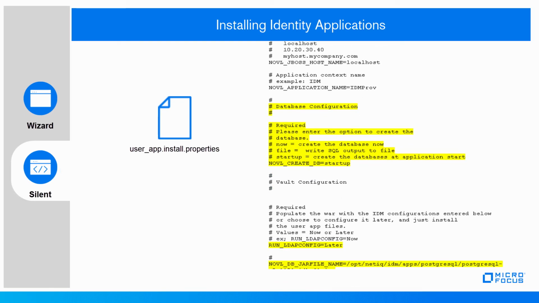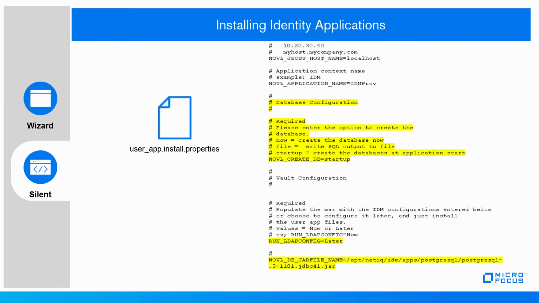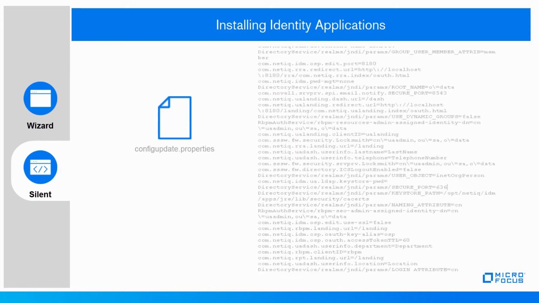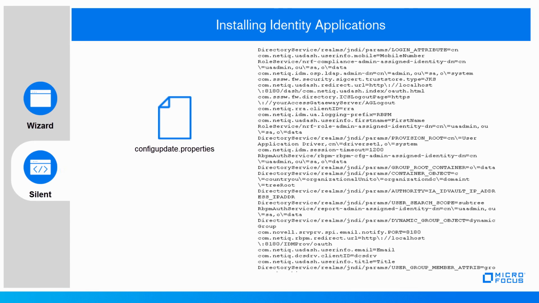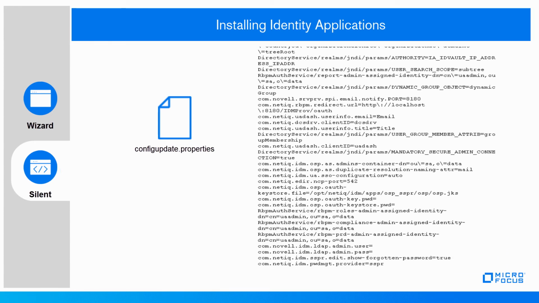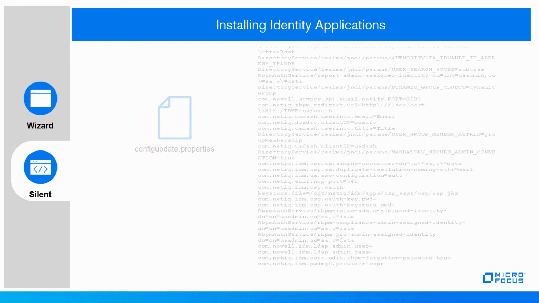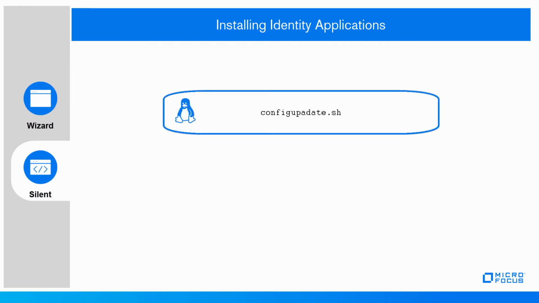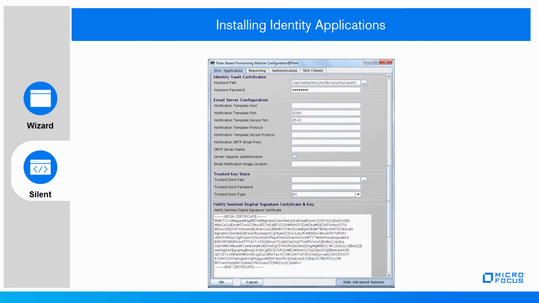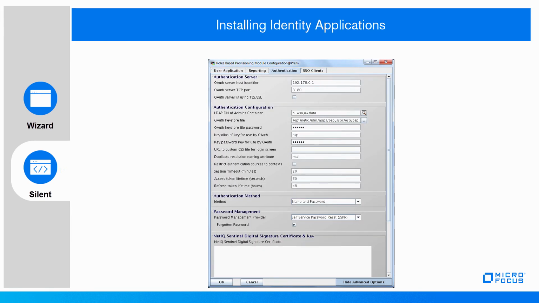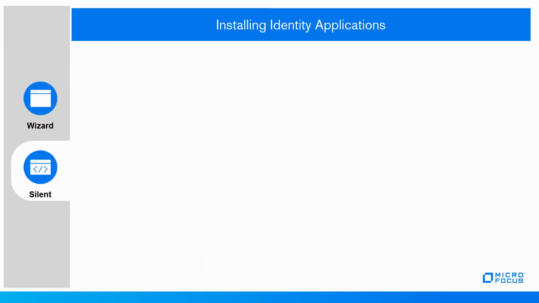After installing identity applications, you need to manage the settings for user application and driver configurations. In the config update properties file, set use console to false to use the config update wizard. Use this command on a Linux machine. For a Windows machine, use this command. You can configure the settings using the config update utility.